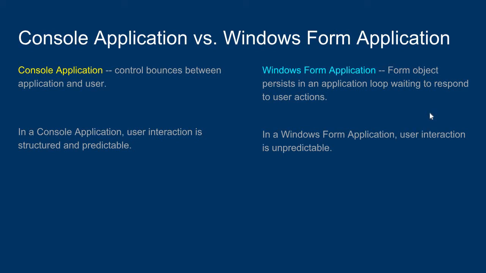When we build a Windows Form application, this logic is a little different. In a Windows Form application, we create a form object that persists in an infinite application loop. And this form object waits for some type of user interaction. And when the user interacts with the form, we have to handle that interaction. Now, in a Windows Form application, we do not know the order that the user is going to interact with our form. So we have to be able to handle any input when it occurs.